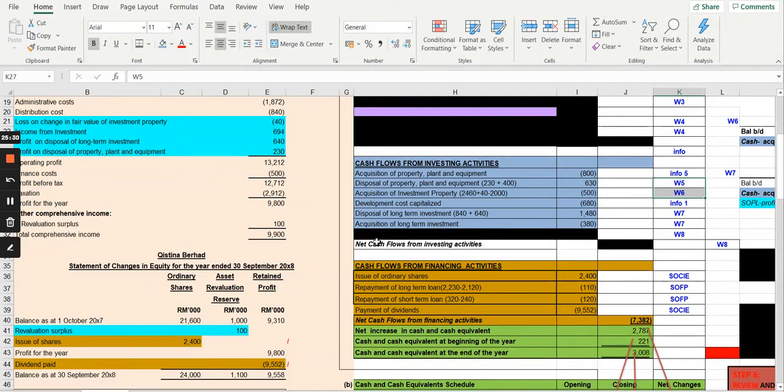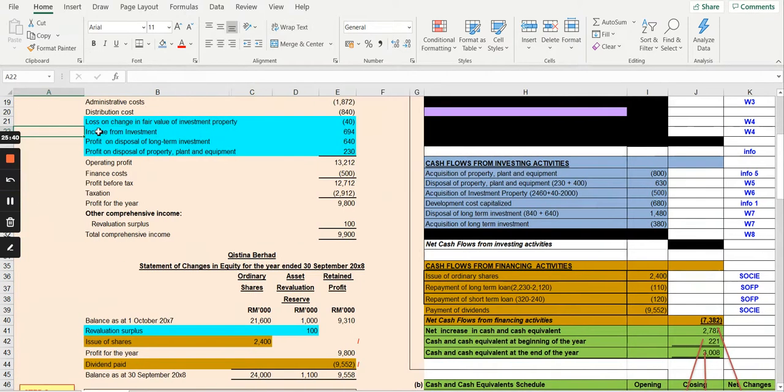The last item that should be in the cash flow from investing activities is income from investment. So income from investment can either be income coming from interest or income coming from dividends that we receive from another company. The income from investment is included when we calculate our operating profit. However, it should be excluded because those are non-operating items. So that is why it will be excluded when you prepare that using the indirect method.